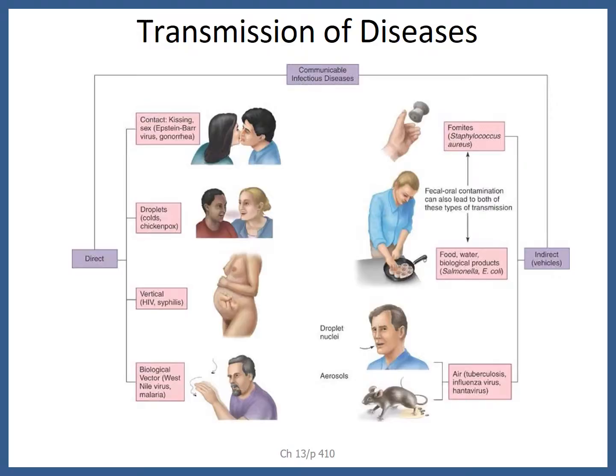Now on the other side, we have indirect mechanisms. So fomites is a term we talked about in one of the first labs. We did the fun with fomites where we swab different surfaces like doorknobs. So fomites can pick up microbes, and as long as they can persist, even if they're not actively dividing, if someone touches the knob, you can pick up microbes like Staphylococcus aureus. You can also have contamination of food, water, biological products, so foodborne infections like salmonella, or the pathogenic forms of E.